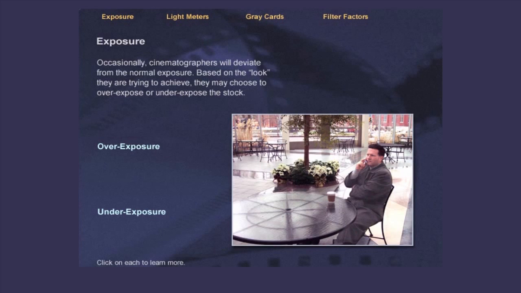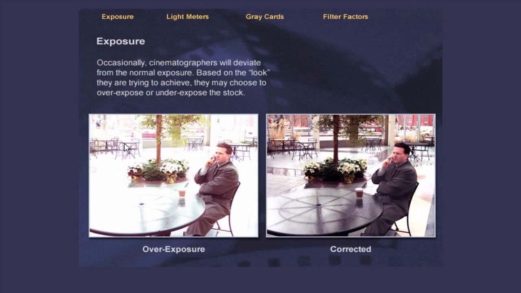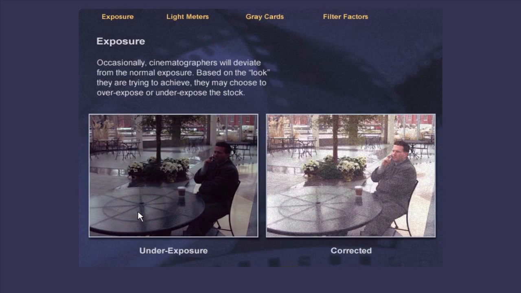Based on the look they are trying to achieve, they may choose to overexpose or underexpose the stock. Click on each to learn more. When corrected to a normal image, overexposure results in less apparent grain, more saturated colors, richer, blacker blacks, and increased contrast. Underexposure, when corrected, results in more apparent grain, less saturated colors, smoky blacks, lower contrast, and less sharpness.